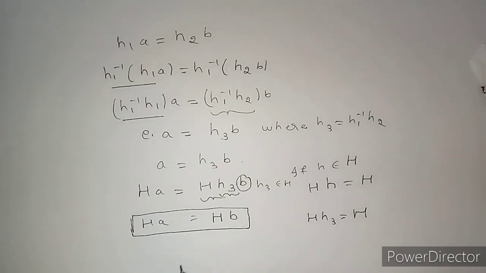So I have considered Ha and Hb are not disjoint. Then I have got this entire right coset is equal to this entire right coset Hb. If they are not disjoint, then all the elements should be equal. This is the concept of this theorem. I hope you understood this theorem. Thanks for watching.